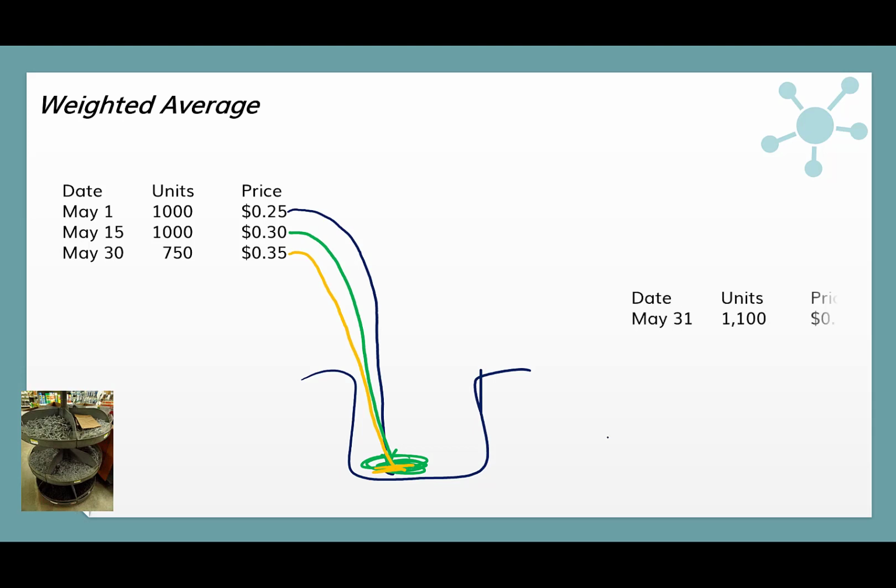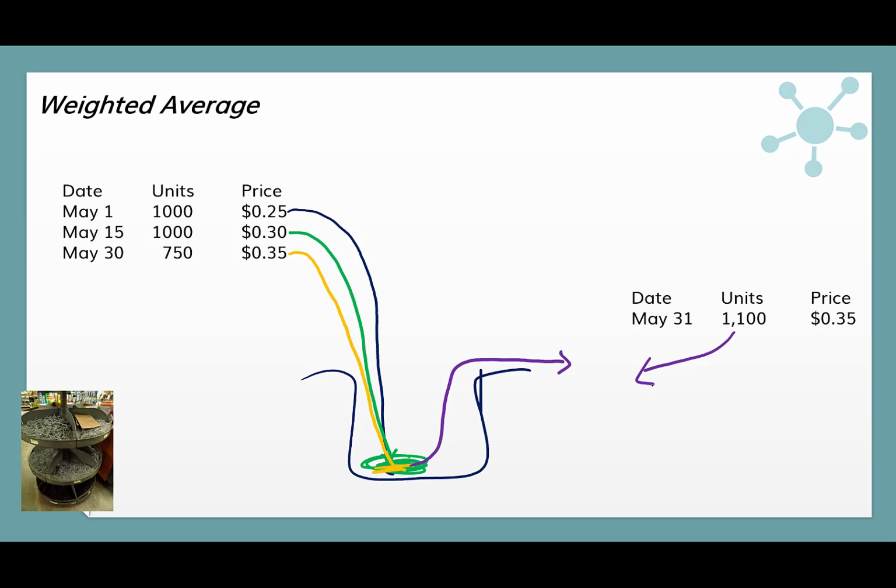And here's our first sale. May 31st, 1,100 units at 35 cents each. To calculate the cost of goods sold, I now figure out the average value of each of these nails and multiply it by the number of units sold, and that will give me COGS. I can also use that same average to figure out what the ending inventory is.